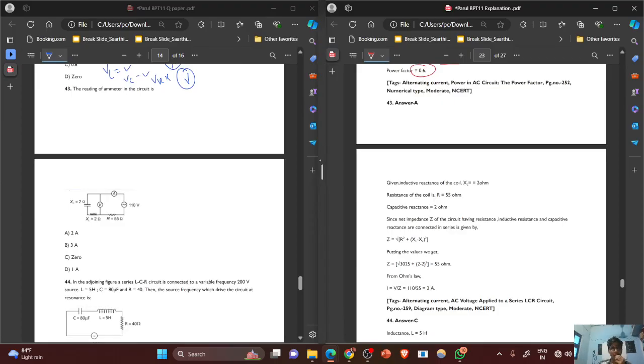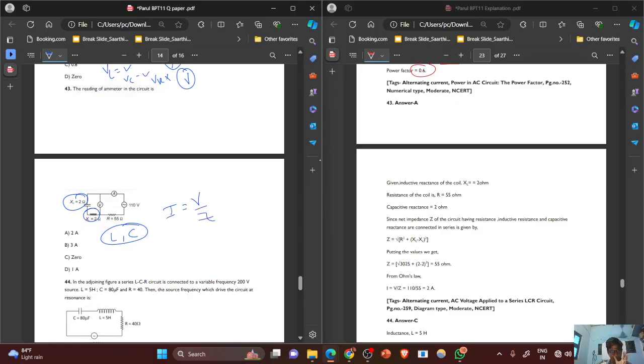The reading, it's again asking the reading. As you can see, again L and C are the same, XL and XC are the same. Again, it's a resistive circuit. If it is a resistive circuit, again the current will be simple.